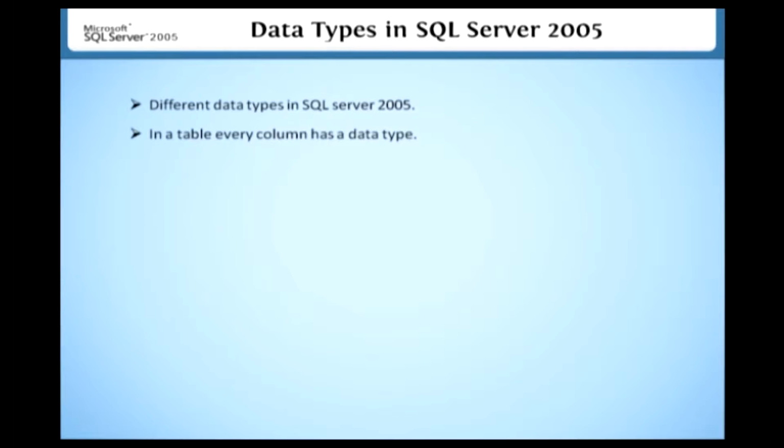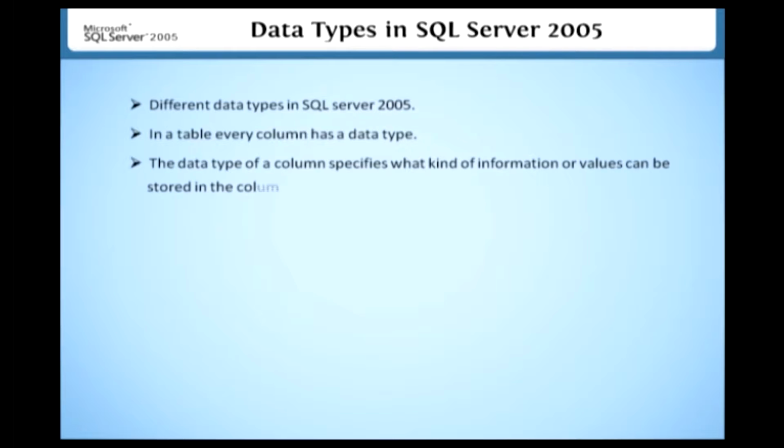In a table, every column has a data type. The data type of a column specifies what kind of information or values can be stored in the column and what kind of operations can be performed on those values. While selecting a data type, we should avoid wasting storage space, while allowing enough space for a sufficient range of possible values over the life of our application.